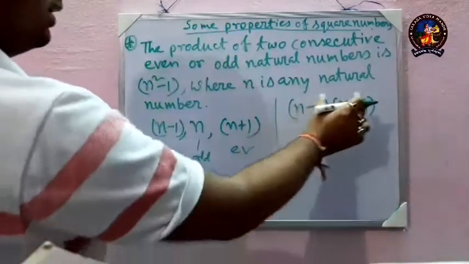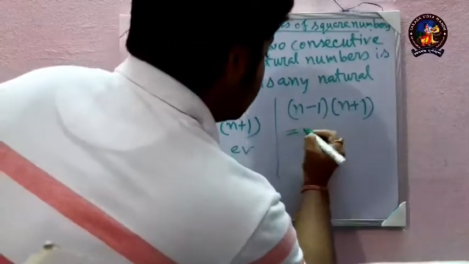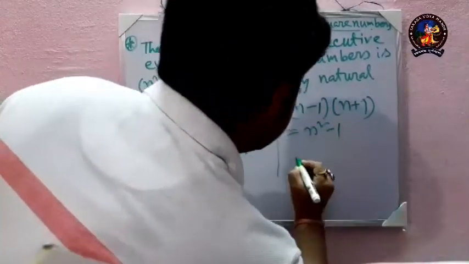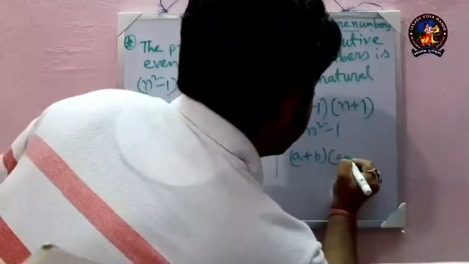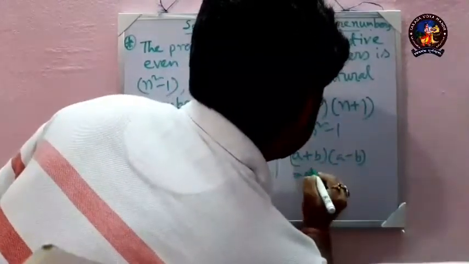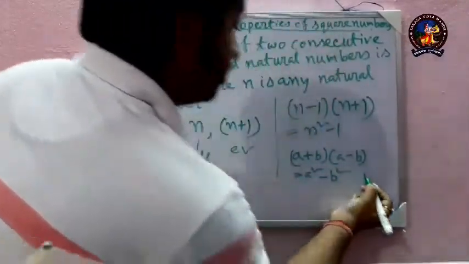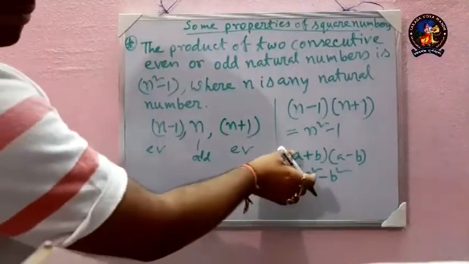If I multiply them, the product will be n square minus 1 according to the formula (a plus b) into (a minus b) equals a square minus b square. I have discussed this formula before.